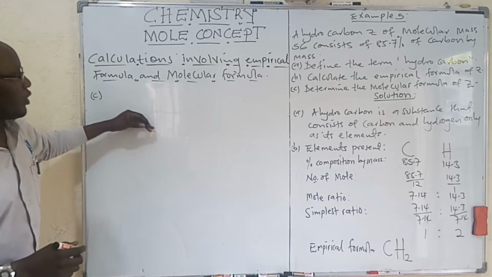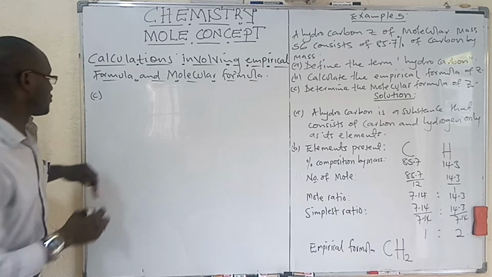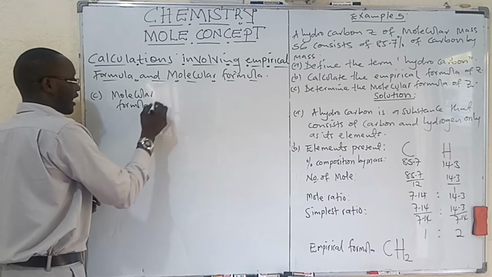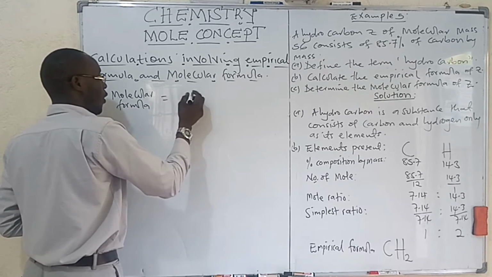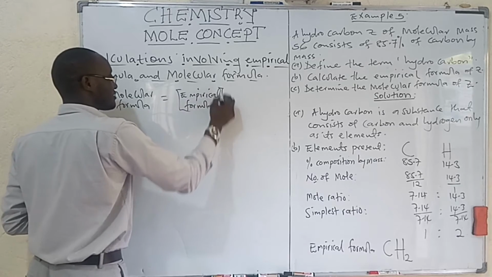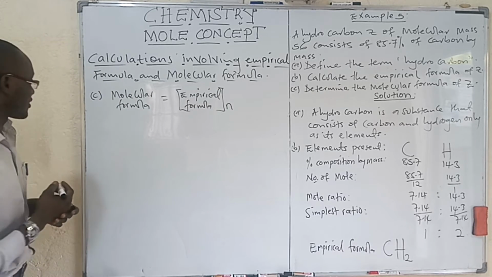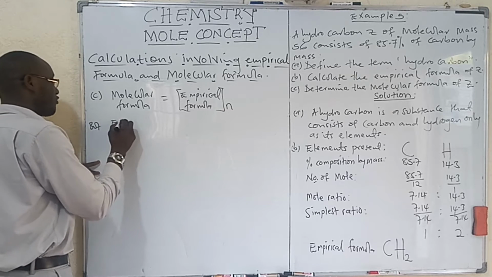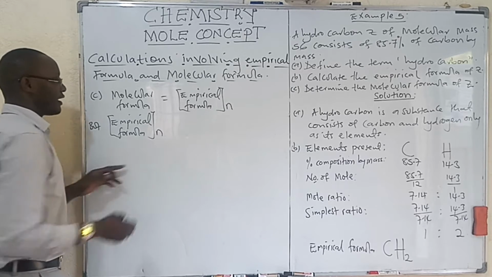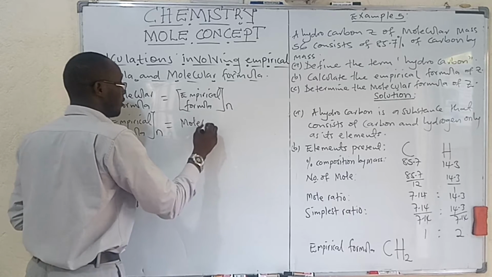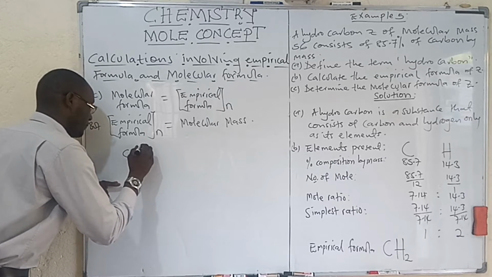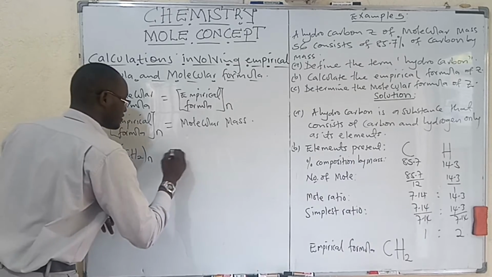So let us cross now to part C. C is here, dear viewers. We are supposed to determine the molecular formula of Z. But we already stated in the preamble that the molecular formula is equal to the empirical formula in brackets into an integer n. Very interesting. The empirical formula into an integer n is the same as what we call the molecular mass. So the empirical formula is CH2, into an integer n, which is equivalent to the molecular mass.